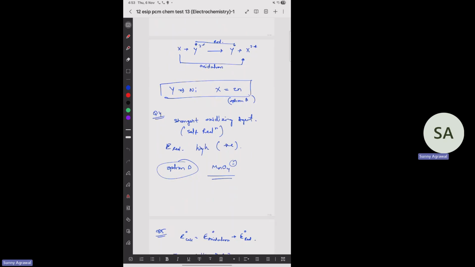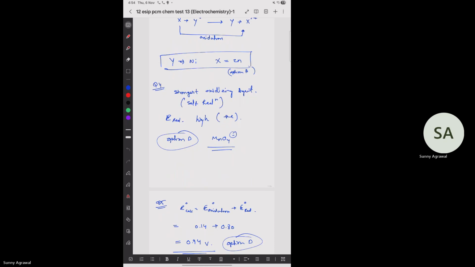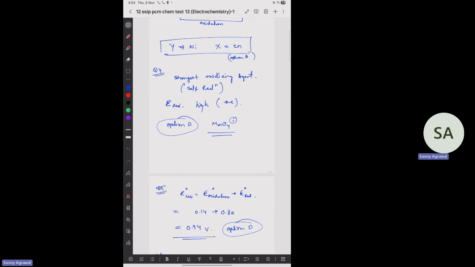Question number 4. Again, some values are given. Reduction potentials are given to us, and we have to find out which will act as the strongest oxidizing agent. So maximum positive value. Oxidizing agent means what? Self reduction, and we are having the values of reduction potential. So whichever has the highest reduction potential value, we can consider that as the strongest oxidizing agent. Here MnO4 minus has the highest reduction potential value.